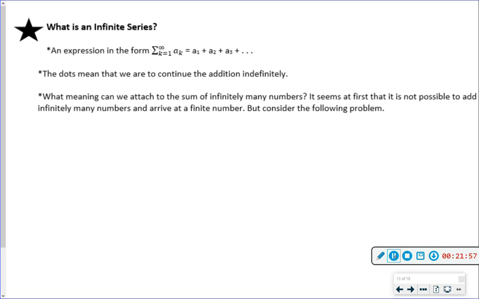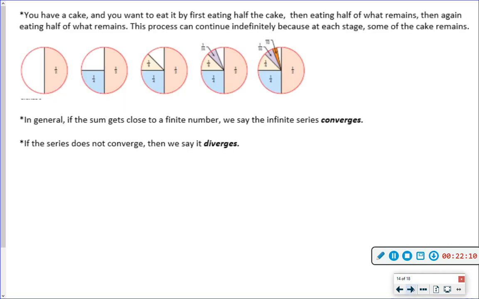It seems at first it's not possible to add infinitely many numbers. Just think about that. I'm going to add an infinite amount of numbers and get a definitive answer. Okay, maybe. I don't know. We'll see. But we're going to take a look at the following problem. I don't know why I picked cake, because now I'm going to be hungry for cake here. Okay, you have a cake.